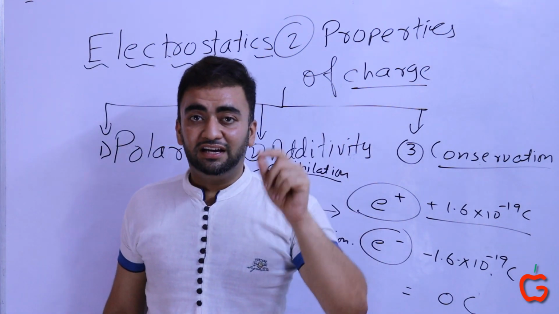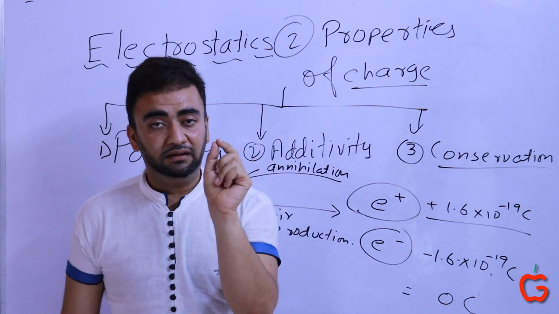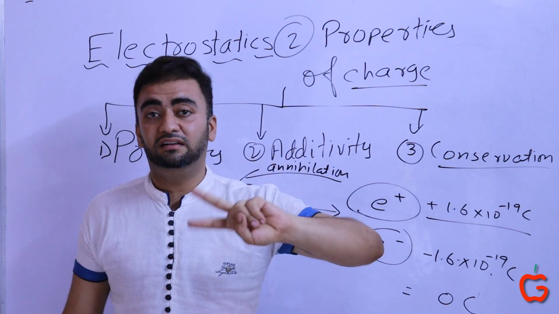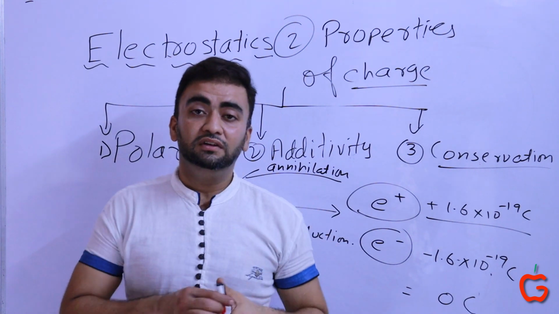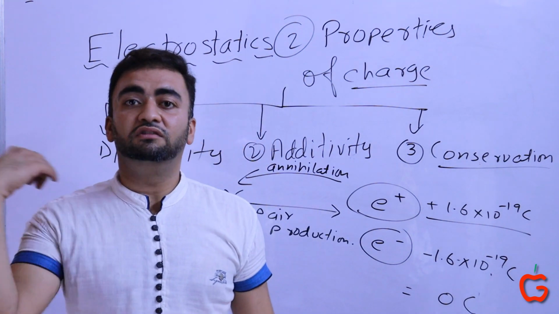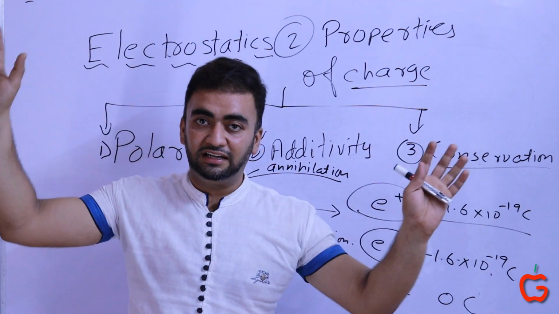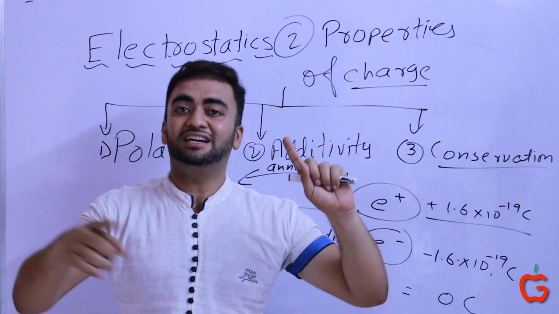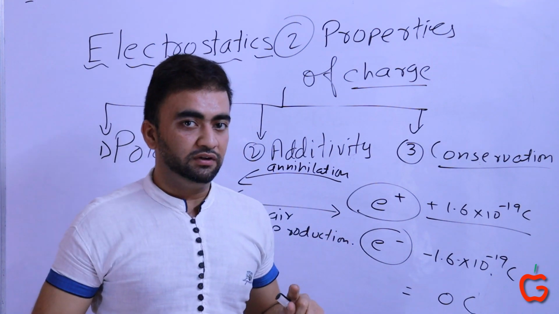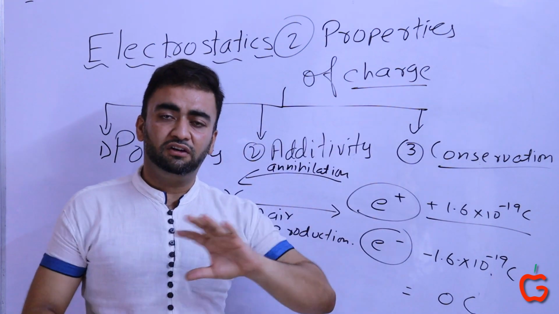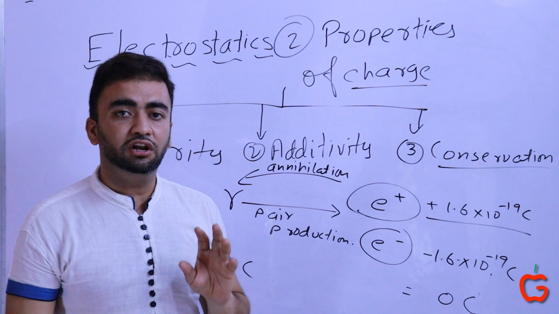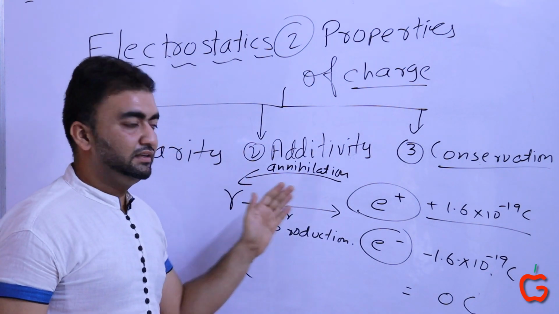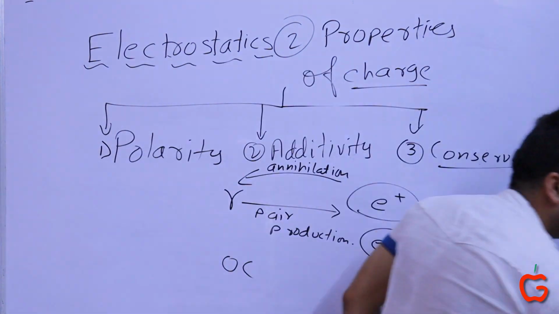Now if the charge of the universe before the Big Bang was 0, at the time of the Big Bang also equal charges were created. So the total charge of our entire universe is still constant. If it was 0 before the Big Bang, even now the total charge of our universe is 0. Whatever charges are produced, they'll always be in pairs. So this is conservation of charges.